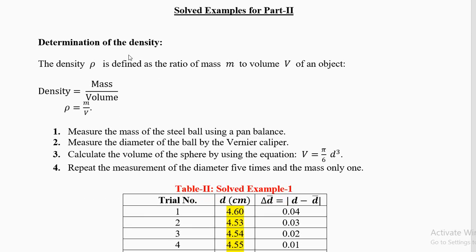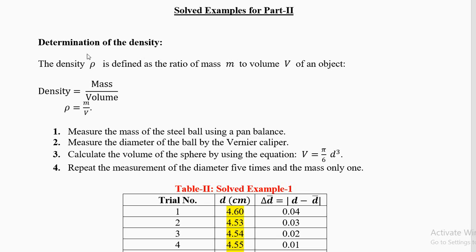Now, what are you going to do in part 2? In part 1, you estimated the value of pi, calculated from lab data. In part 2, read here: solved examples for part 2. In part 2, you are going to determine the density.